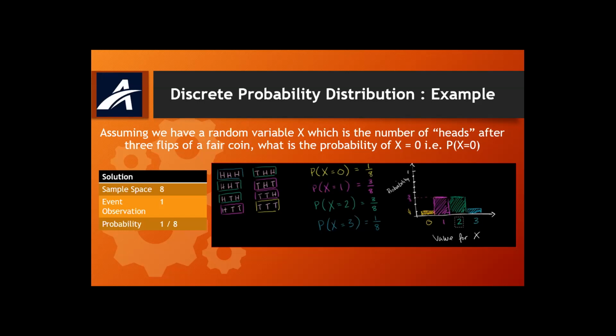So let's look at the slide. In the sample space, we have 8 outcomes. How did we come up with this 8? If I toss a coin 3 times, the first outcome could be head, head, head. The first flip, head. The second flip, head. The third flip, head. That is the first event. The second one could be head, head, tail. The third one, head, tail, head. The fourth one, head, tail, tail. Fifth, tail, head, head. The sixth, tail, head, tail. The seventh, tail, tail, head. And the last one, tail, tail, tail.